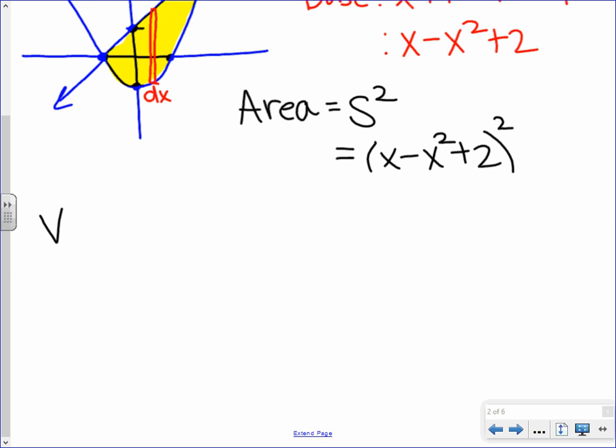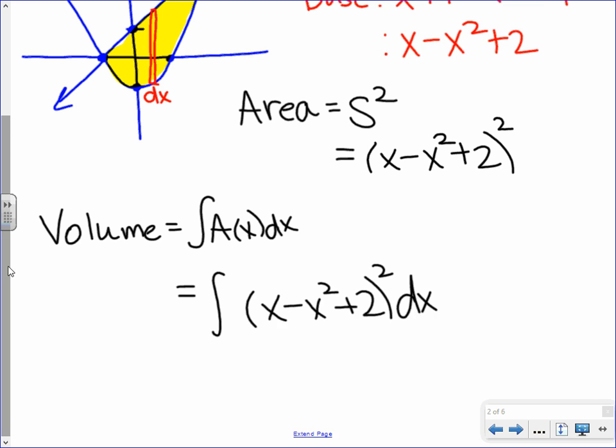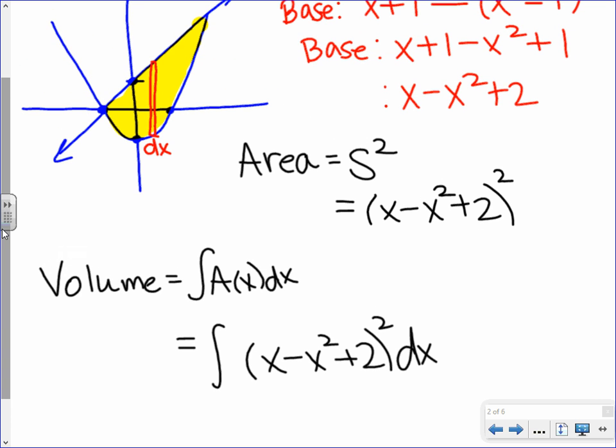So our volume is the integral of the area times the thickness. So what we need is the area times the thickness. That's creating our third dimension of volume. Last thing we need are the limits of integration. Okay, where does this region begin and end?